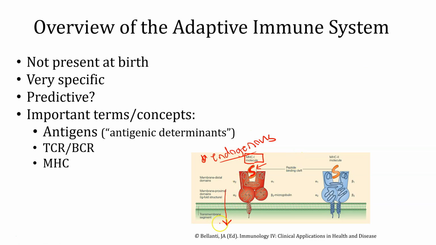MHC class 2 then is used to present exogenous antigens. So these are antigens that didn't necessarily infect or invade the cell, the immune cell, but perhaps the immune cell was able to phagocytize it in a controlled manner, and without becoming infected, it took those bits and processed them a little bit differently and then presented them on an MHC class 2.